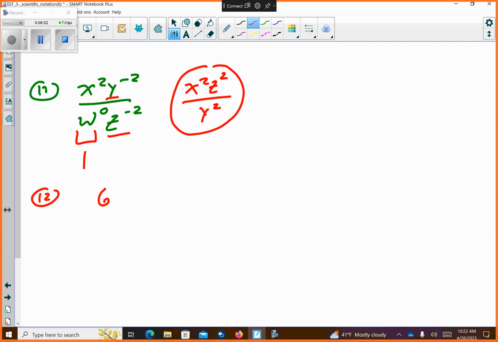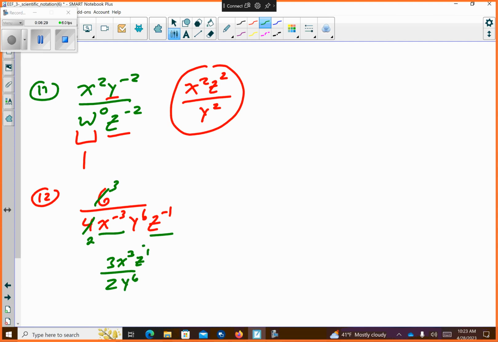Number 12, we get 6 over 4, x to the negative 3, y to the 6, z to the negative 1. So we can reduce the 6 over 4. 2 goes into 6 3 times, 2 goes into 4 twice. So I'm going to get 3 over 2. The x to the minus 3 on bottom moves up to the top, becomes positive. The z to the negative 1 moves from the bottom up to the top. And then y to the 6 stays downstairs because it was not a negative exponent. And my friends, that is page 185. Are there questions about that?